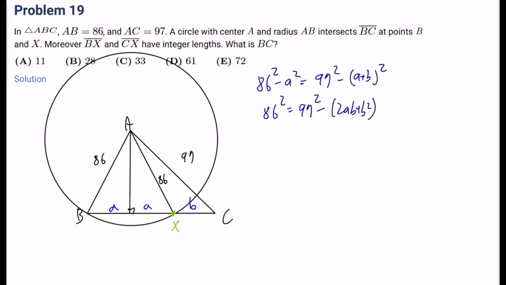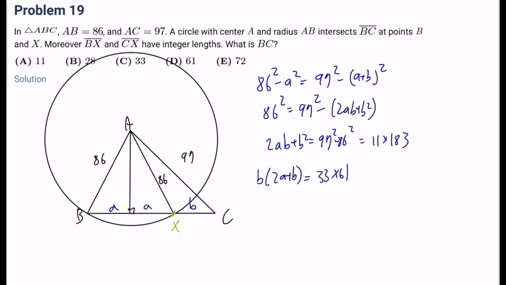And so 2ab plus b squared equals 97 squared minus 86 squared, which equals (97 minus 86), that's 11, times (97 plus 86), that's 183. So this is equal to b times (2a plus b). This is equal to 11 times 183. And for this to be an even number more than b, then that means b should be 33 times 61. So that means b equals 31, and 2a plus b would equal 61. So 61 is our answer, it's D.